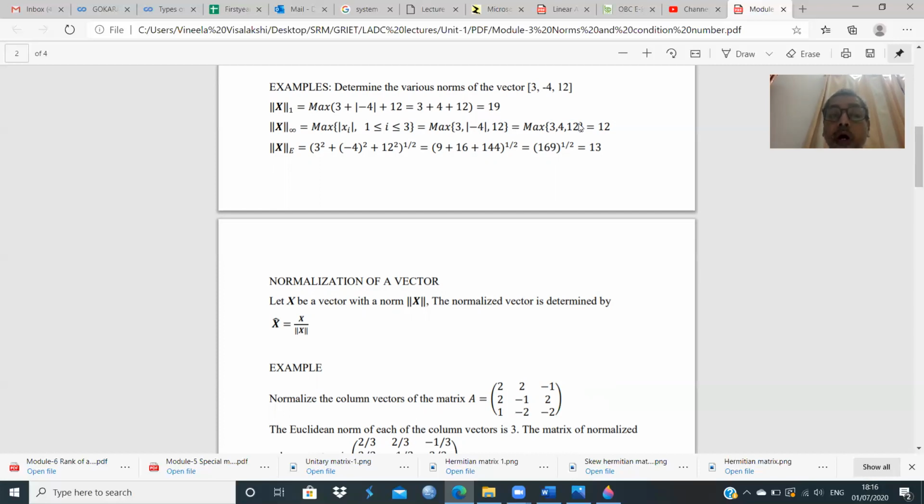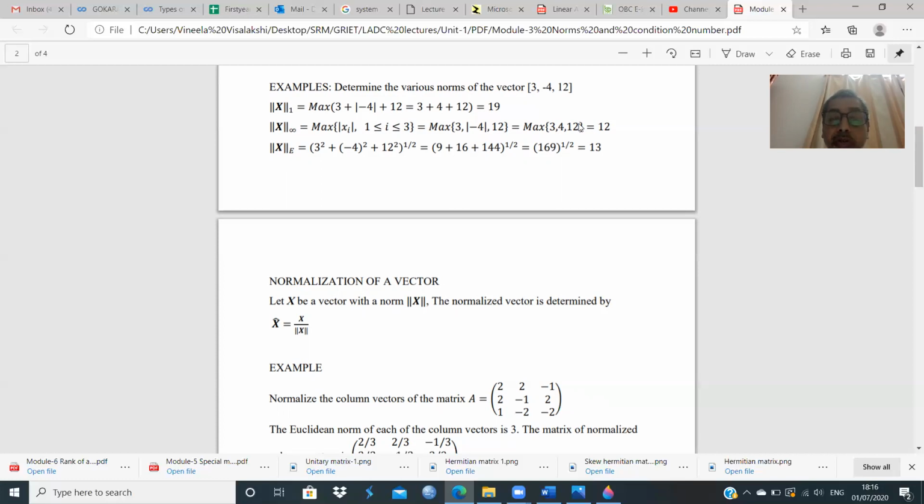So the one norm yields a very high magnitude, the infinity norm 12 and the Euclidean norm 13. It is computationally costly to evaluate the Euclidean norm, but for analysis, this is the preferred norm.